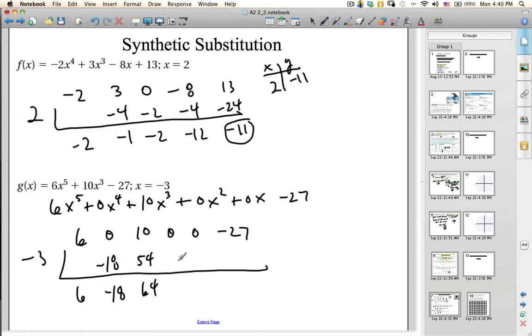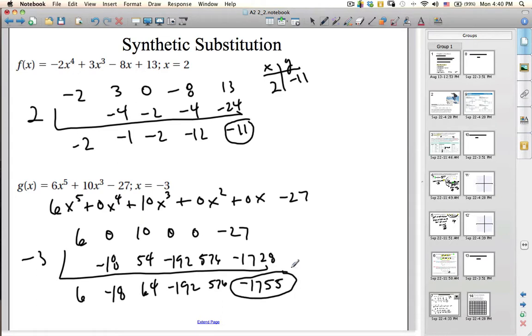64 times negative 3 is negative 192, plus 0 is negative 192, times negative 3 is 576, plus 0 is 576, times negative 3 is negative 1728, plus negative 27 becomes negative 1755.